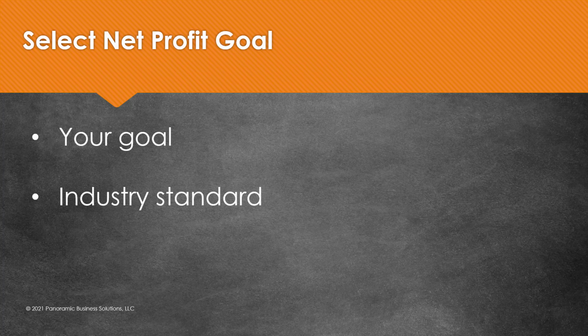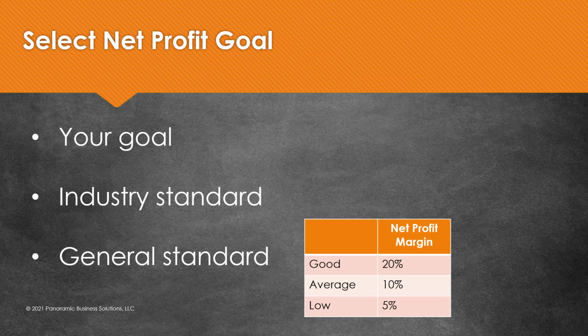So we're thinking about what type of net profit goal should you have. So when you're selecting that number, you may already have a goal. Maybe you attended a conference or a class, and so you already got a number in mind. You can have that as your goal. You can rely on industry standards, or you can also rely on just general profitability standards across a wide range of industries. And if you are relying on the general standards, here's a quick little chart for you to consider using. So the good net profit margin is 20%, average is 10%, low is 5%. So we're going to use that average 10% in our example.